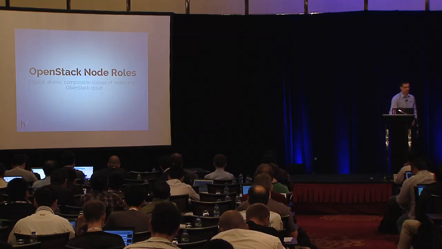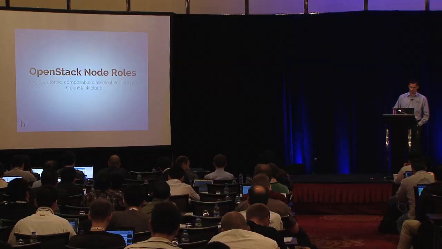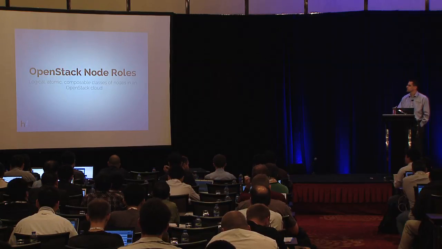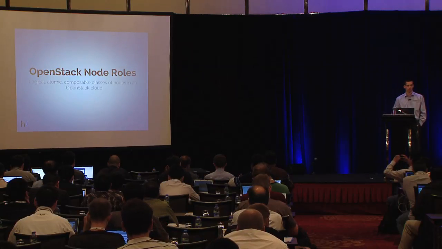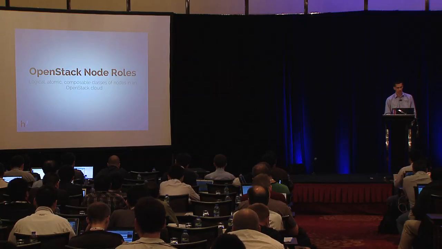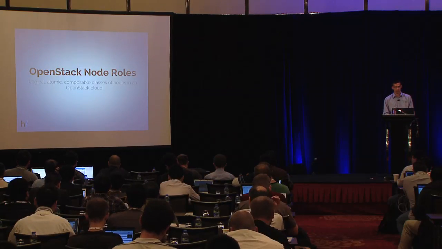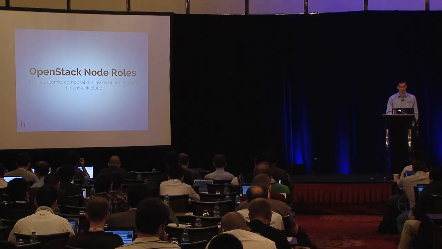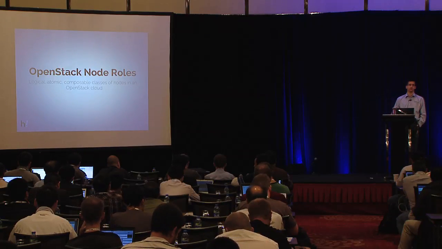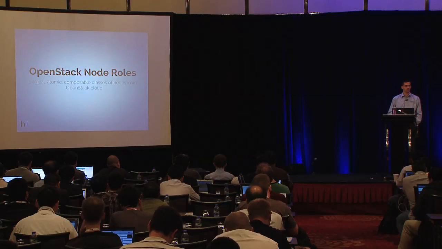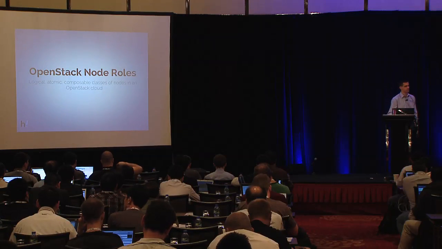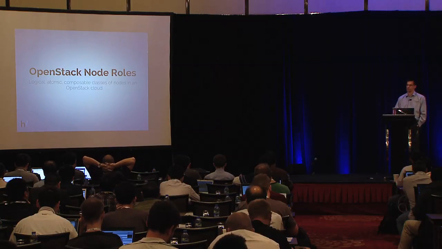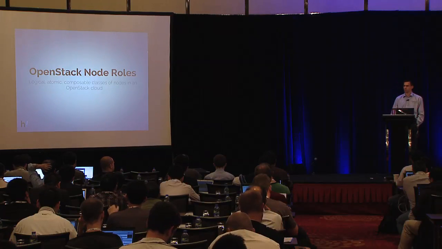From this, it follows that we can introduce the concept of OpenStack node roles. OpenStack node roles are essentially logical, atomic, and composable classes of nodes, nodes meaning physical servers, in an OpenStack cloud. They are logical because an individual node role is typically not defined by the physical hardware that a specific node features, but rather by the services that are maintained by them. They are atomic in the sense that they are usually not broken down further.